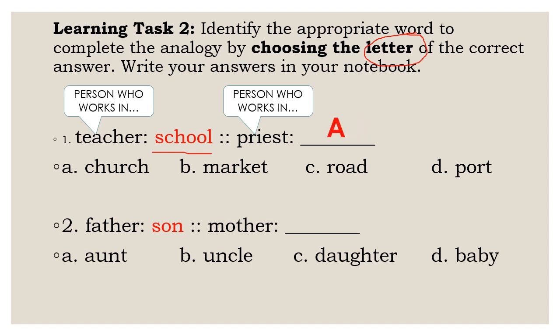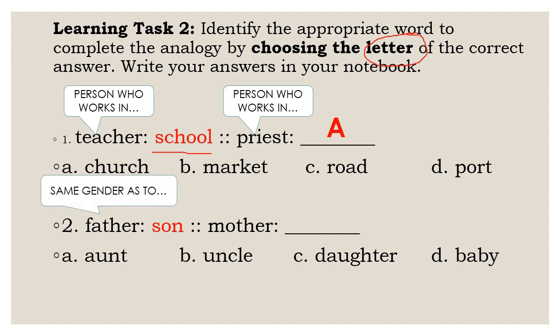Okay, the correct answer is letter A. Let us have number 2. Father is to son as mother is to blank. Let us try to know the relationship of these words.